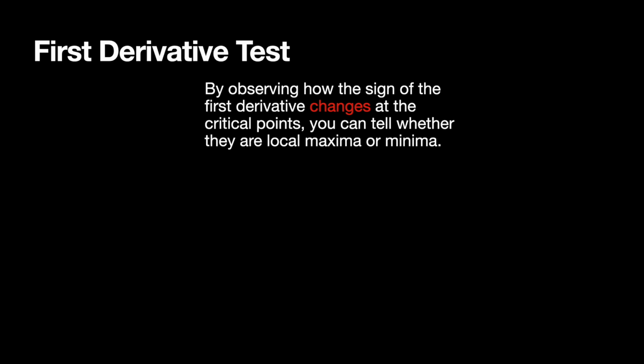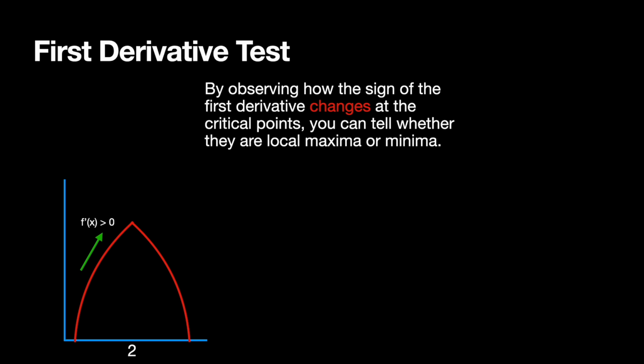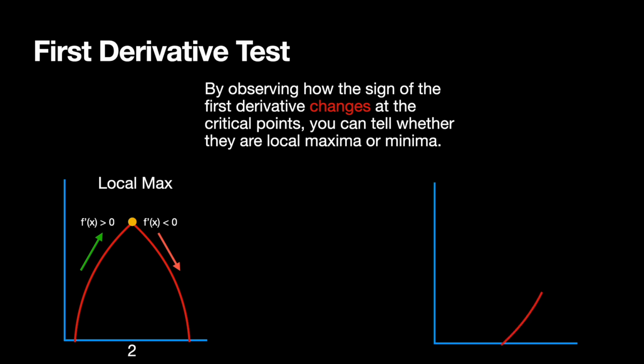The first derivative test uses the first derivative to find local minimums and maximums by observing how the sign of the first derivative changes at a critical point. So for example, at x equals 2, to the left, f prime of x is greater than 0, and to the right, f prime of x is less than 0. This means there's a local maximum as f prime of x goes from positive to negative at x equals 2. Conversely, when f prime of x goes from negative to positive, we know that there's a local minimum.